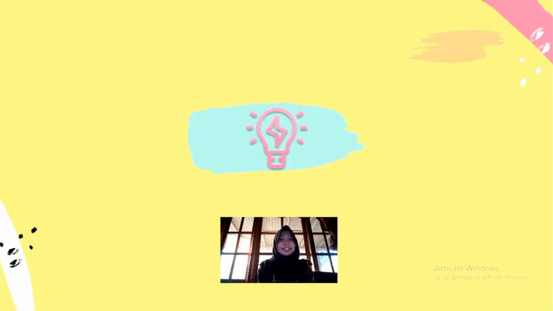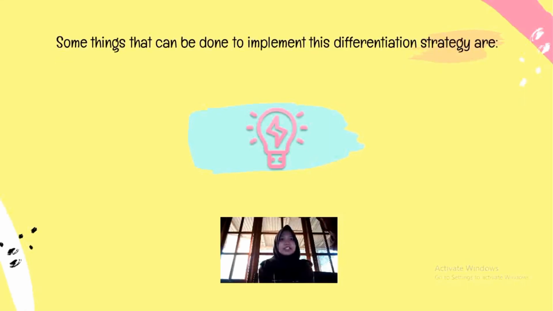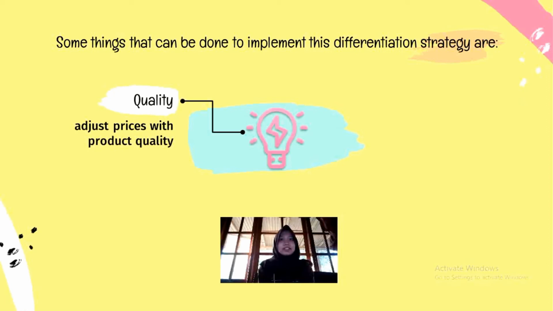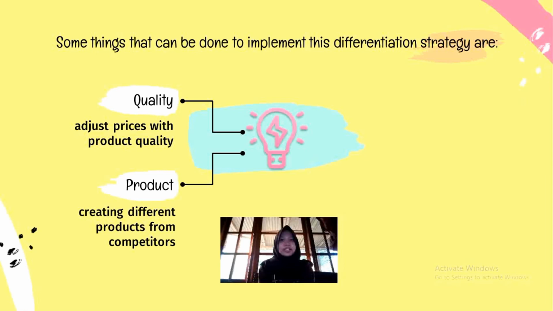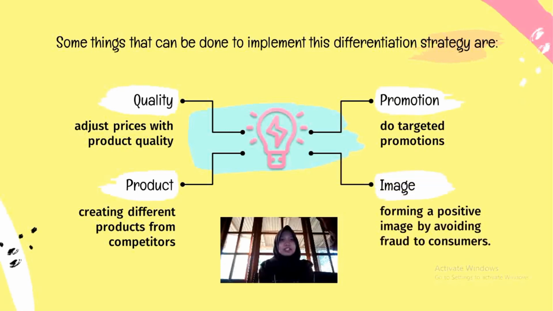Some things that can be done to implement this differentiation strategy are: number 1, quality, adjusting price to product quality. Number 2, product, creating products different from competitors. Number 3, promotion, with targeted promotion and image, forming a positive image by avoiding fraud toward consumers.